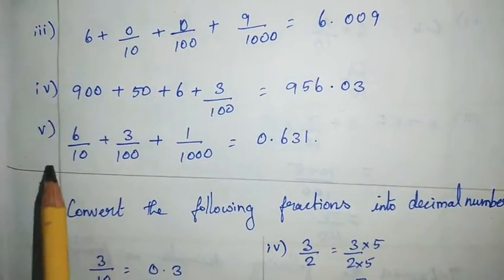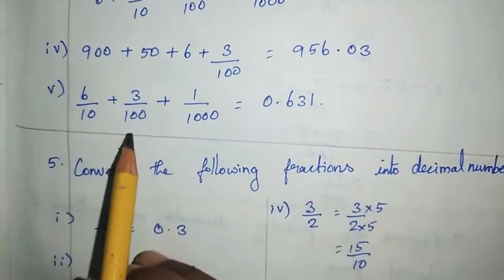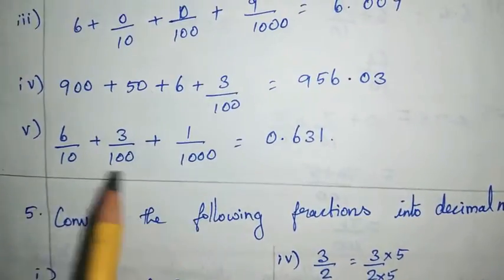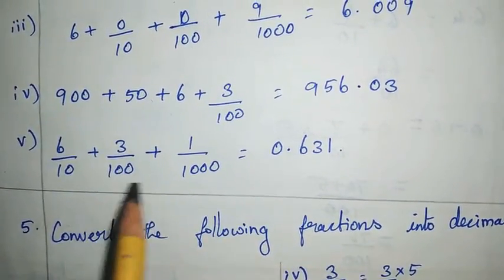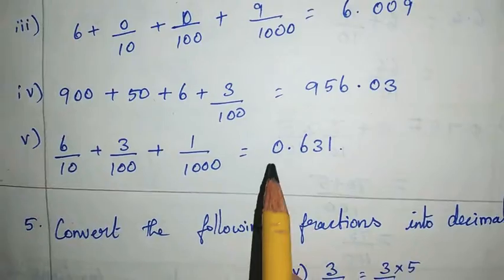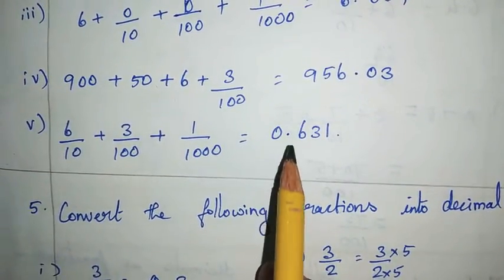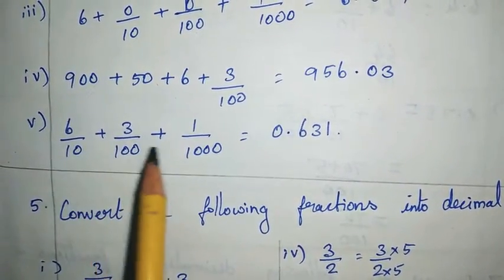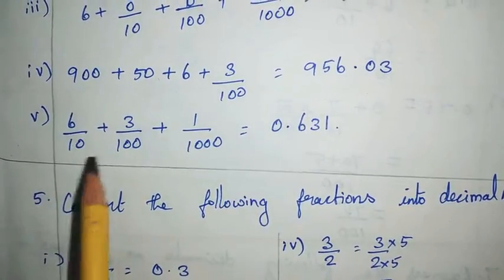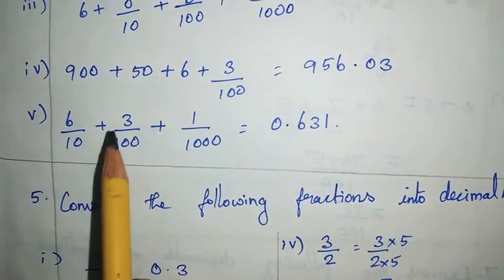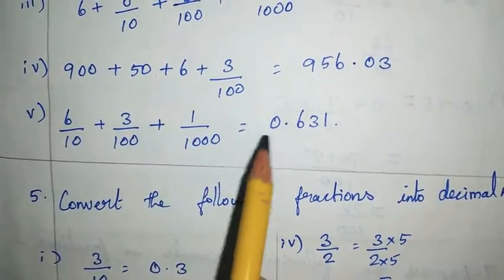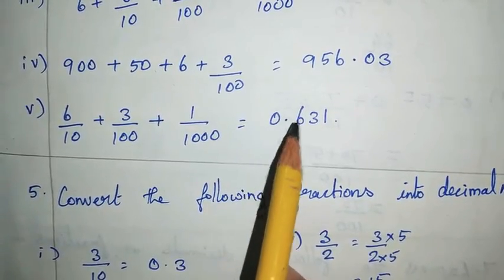956.03. Fifth sum: 6 by 10 plus 3 by 100 plus 1 by 1000. In this sum, we do not have any whole number. So, we write 0 in the whole part and write the decimal places according to their place value. That is, 6 by 10 plus 3 by 100 plus 1 by 1000 can be written as 0.631.